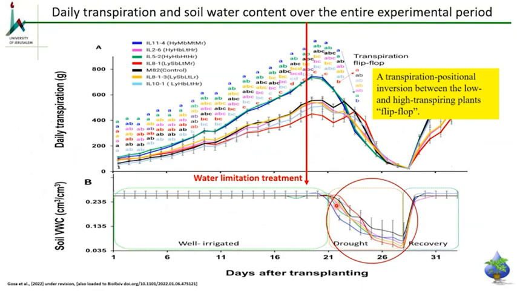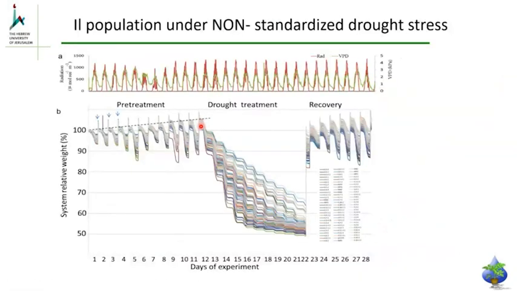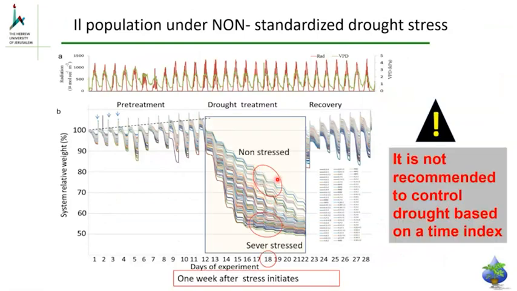If we would not regulate this stress very efficiently using the planetary system, we will get this. This is the same IA lines when we just let them dry. When we just close the tap here and let them dry, the fast transpiring plants lose water very fast, while the low transpiring plants lose water much slower. So let's say after a week, the high transpiring plants will be under much more severe stress than the low transpiring plant. So you cannot really compare them based on time.